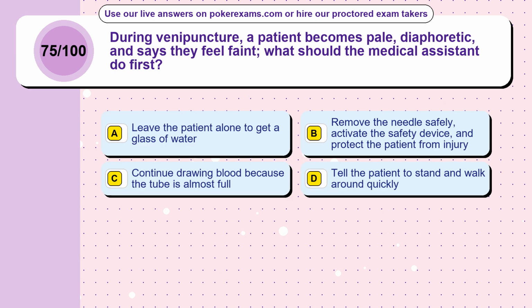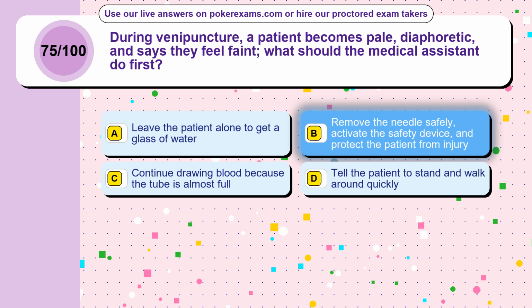Question 75. During venipuncture, a patient becomes pale, diaphoretic, and says they feel faint. What should the medical assistant do first? Option A, leave the patient alone to get a glass of water. Option B, remove the needle safely, activate the safety device, and protect the patient from injury. Option C, continue drawing blood because the tube is almost full. Option D, tell the patient to stand and walk around quickly.